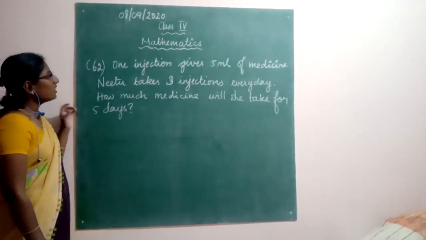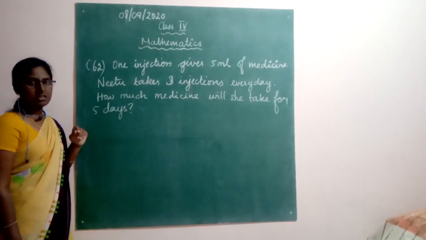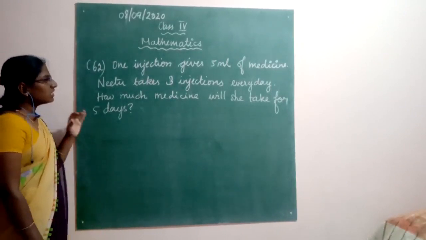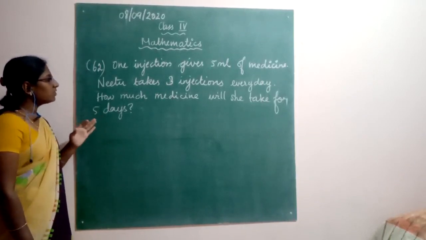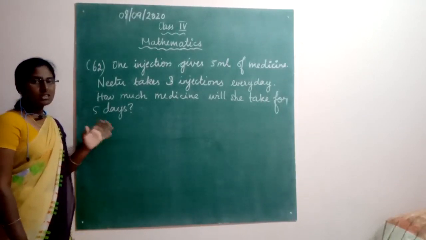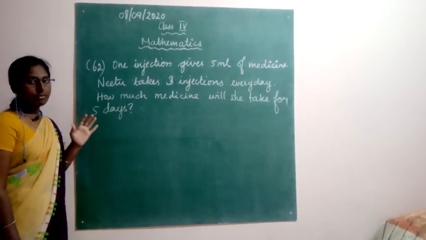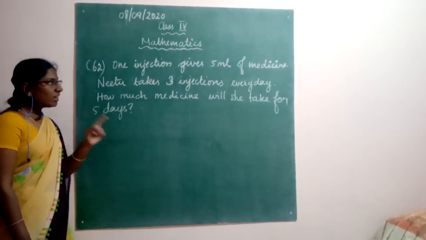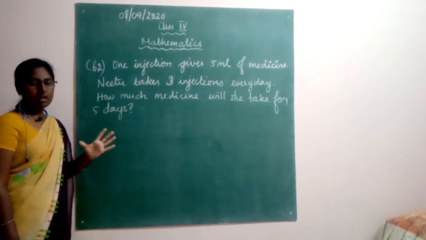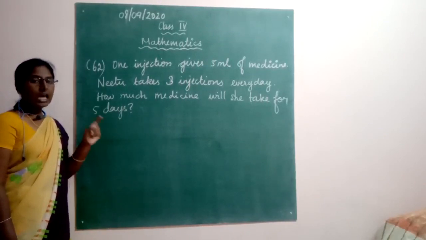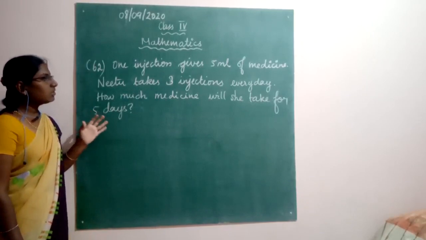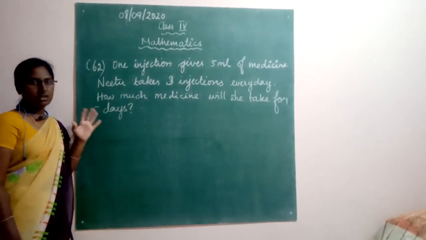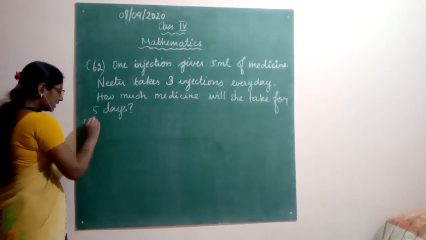So look here, one injection gives 5 ml of medicine. Okay. And Neetu, she is taking 3 injections every day. So how much medicine will she take for 5 days? So this is the question. We have to see carefully and understand the question properly. One injection is of 5 ml. Okay. For 1 day she is taking 3 injections. So how much medicine will she take in 5 days? Okay. So let us start solving it step by step.